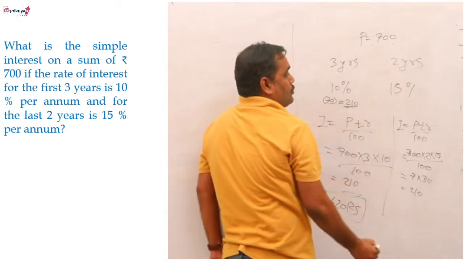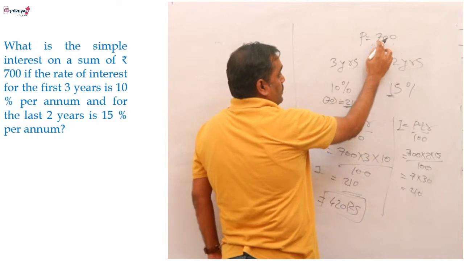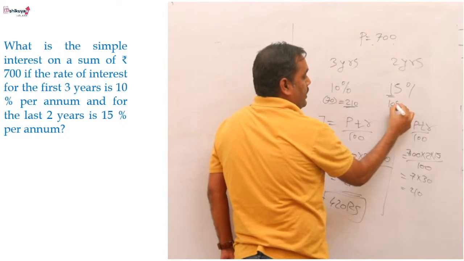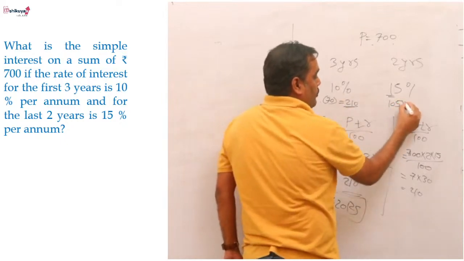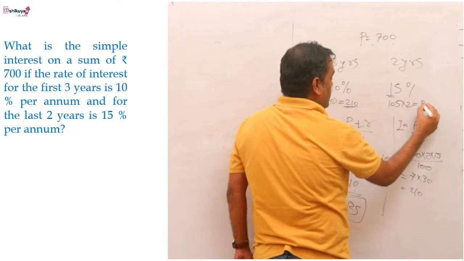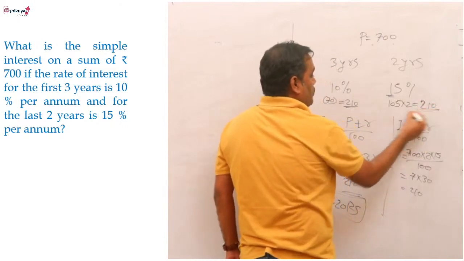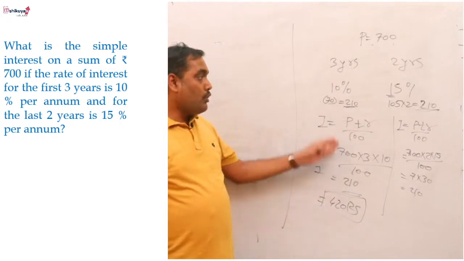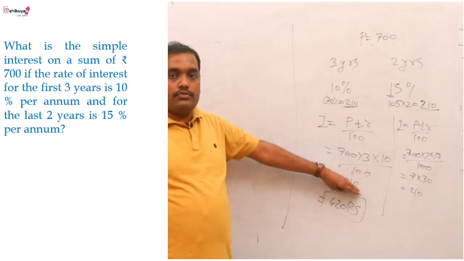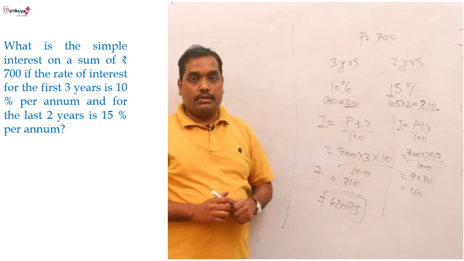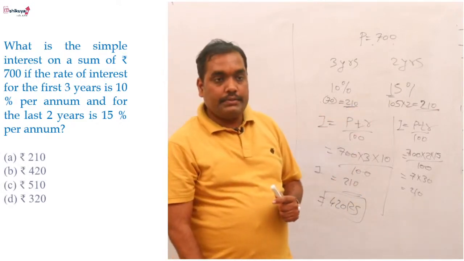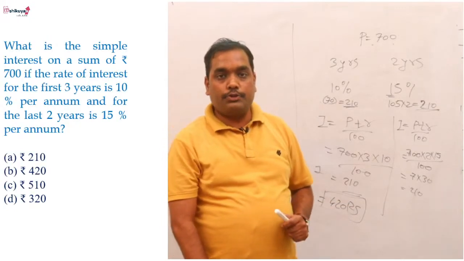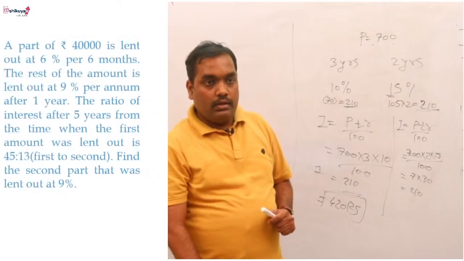For the last 2 years the interest rate is 15%. So calculate 15% of 700, that comes to 105. That is the interest amount for 1 year. We are having 2 years, so the total interest amount here is 210. Addition of these two, again you will get the same answer, that is 420. So we solved this problem using both methods, the formula and the percentage logic. So option B is the correct answer for this question, that is rupees 420. Go for the next question.